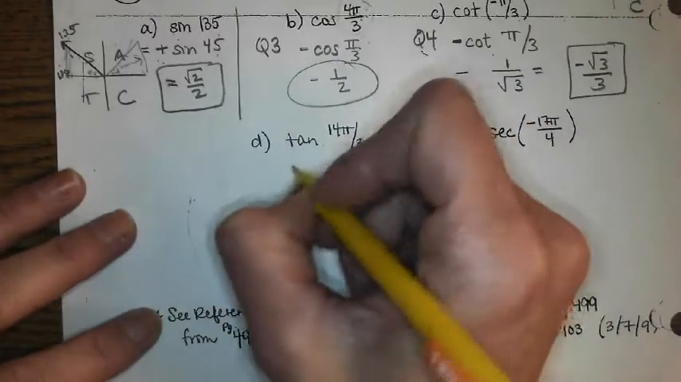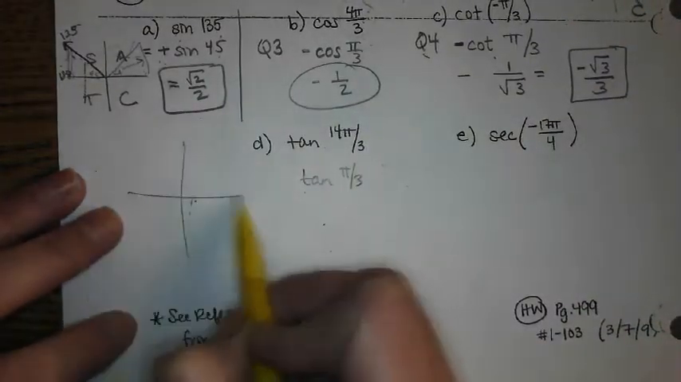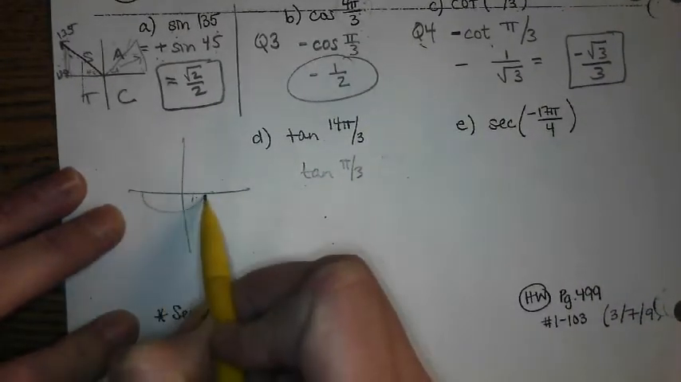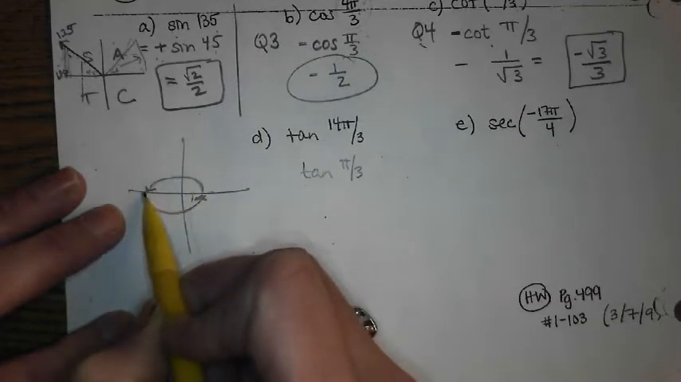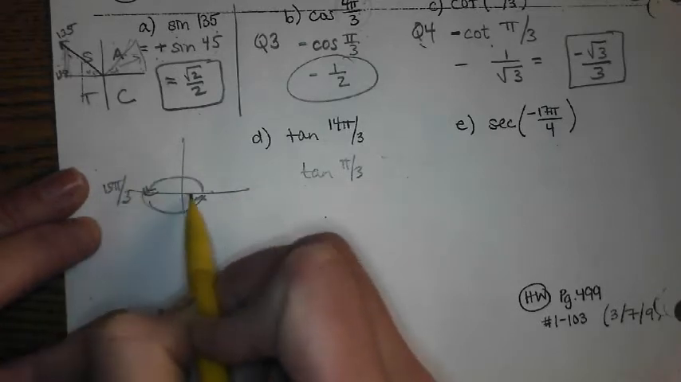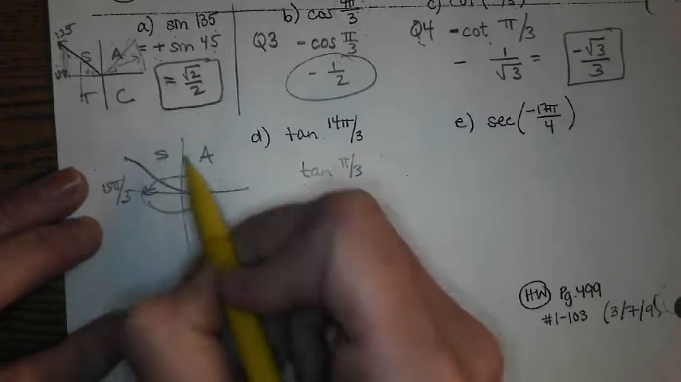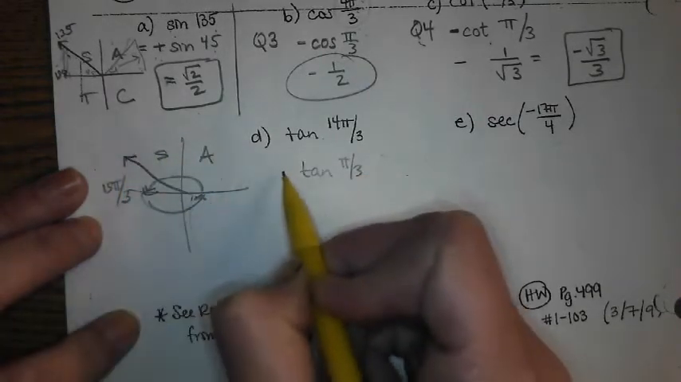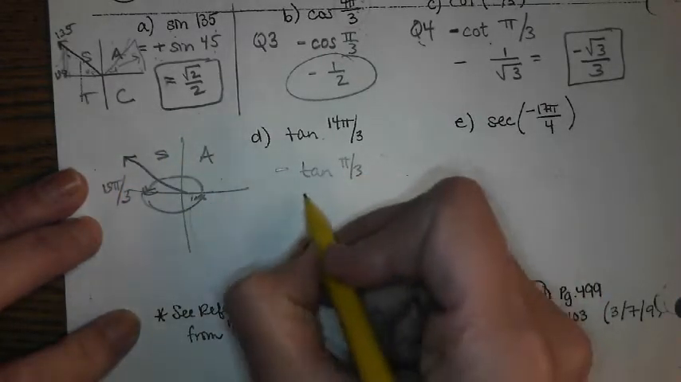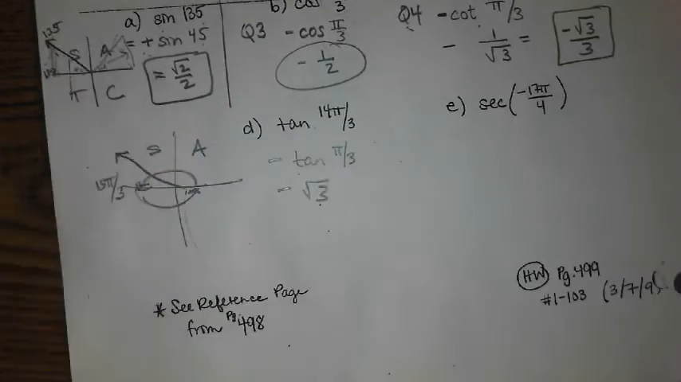Pi over 3. So now, what quadrant are we in? We've got 3 pi over 3, 6 pi over 3, 9 pi over 3, 12 pi over 3. 15 pi over 3. What quadrant are we in if this is 15 pi over 3? 2. So is tangent positive or negative there? Negative. And the tangent of pi over 3 is radical 3. So we've got the negative radical 3.